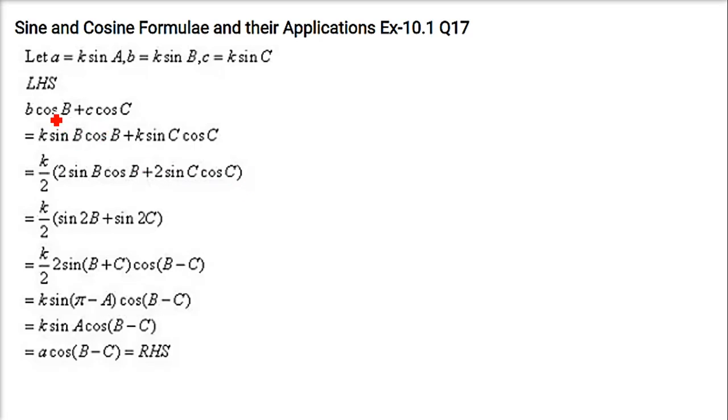Here we have B cos B plus C cos C. So in place of B, we write K sine B, because A by sine A equals K. Similarly for others. So for B we are writing K sine B, for C we are writing K sine C. Now take K common and multiply numerator and denominator by 2. So the denominator is 2, and we take 2 inside with 2 sine B cos B and 2 sine C cos C. Now this 2 sine theta cos theta is what? Sine 2 theta. So it will be sine 2B plus sine 2C. For sine 2B plus sine 2C, this will be nothing but 2 sine B plus C cos B minus C.